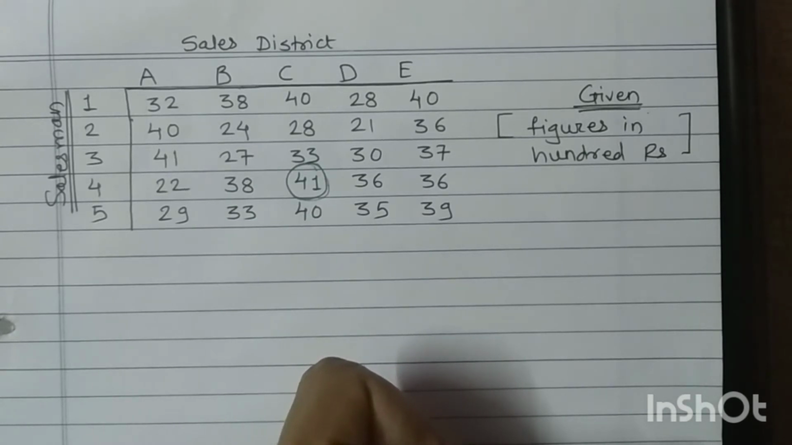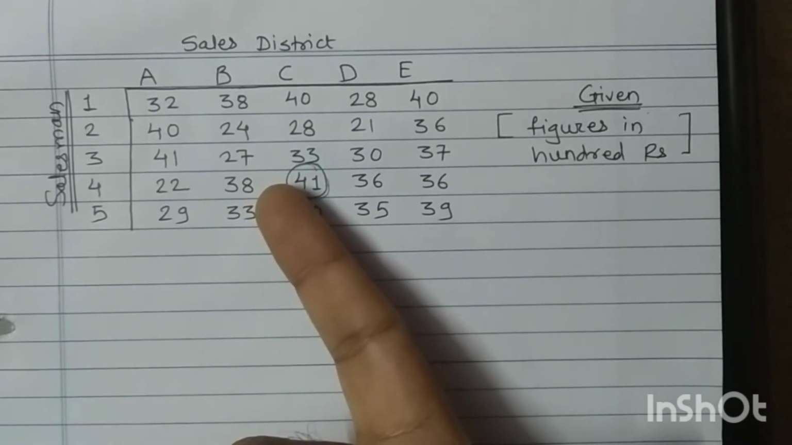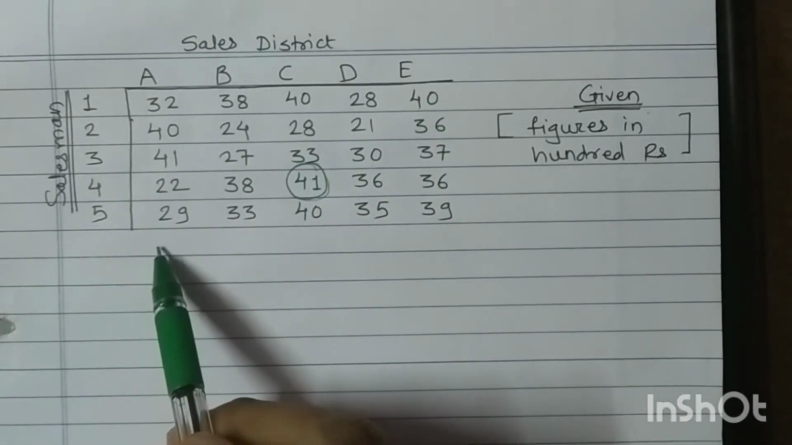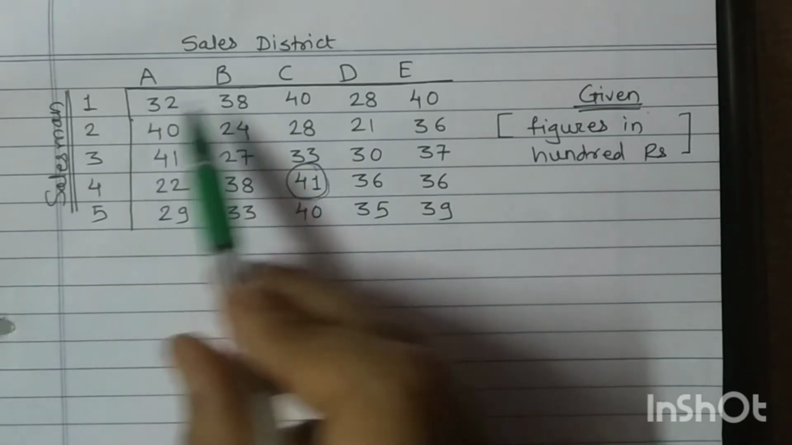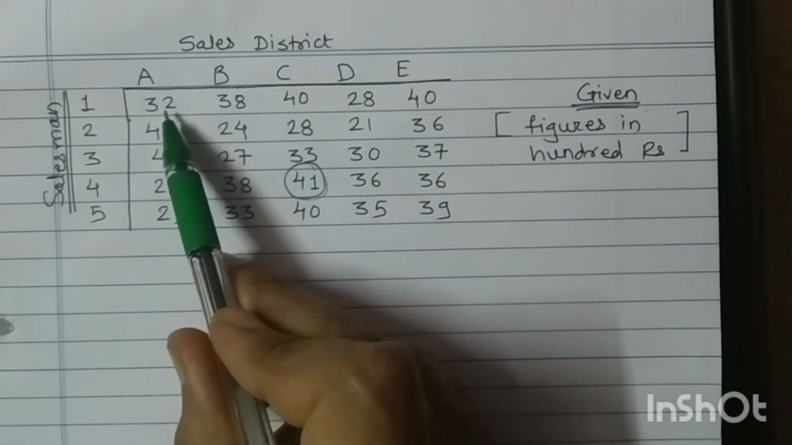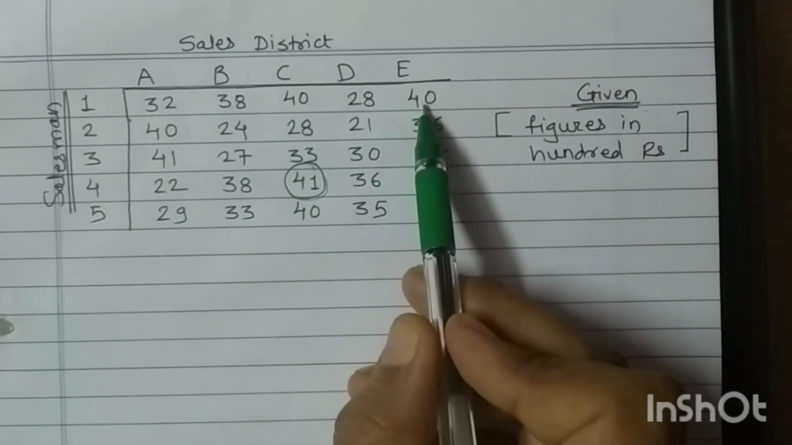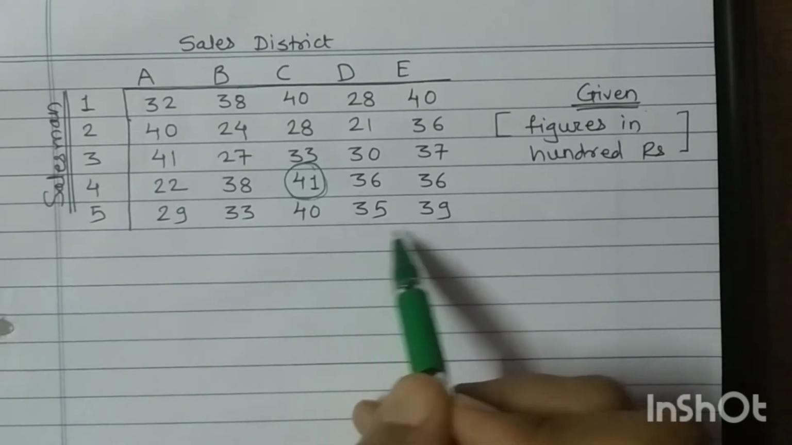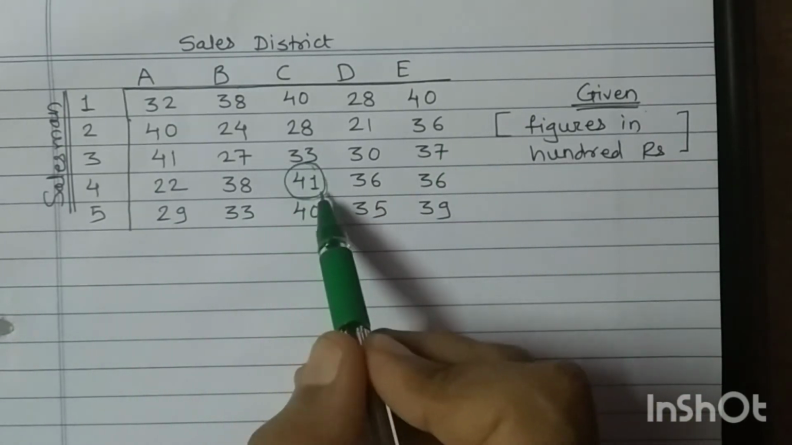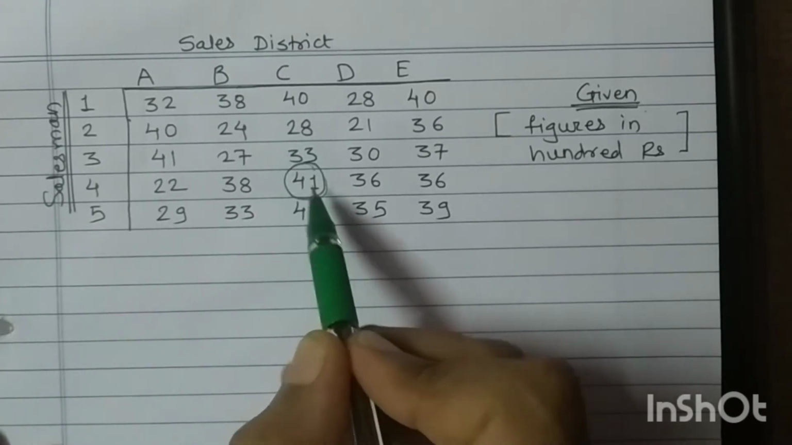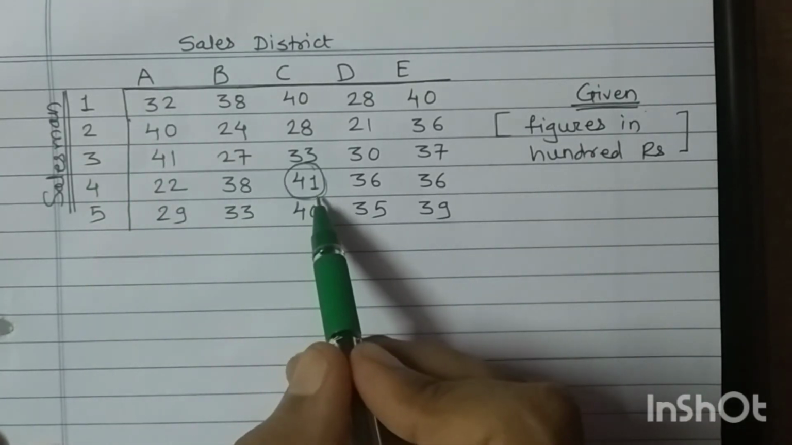Now the next question is how to convert this maximization problem into a minimization problem. So consider all the elements. There are 5 rows and 5 columns, so there will be a total of 25 elements. So what are the elements given? 32, 38, 40, 28, 40 and so on. Now select the highest number. I have already selected 41 as the highest number in this matrix. Now you have to subtract each and every element from this 41.